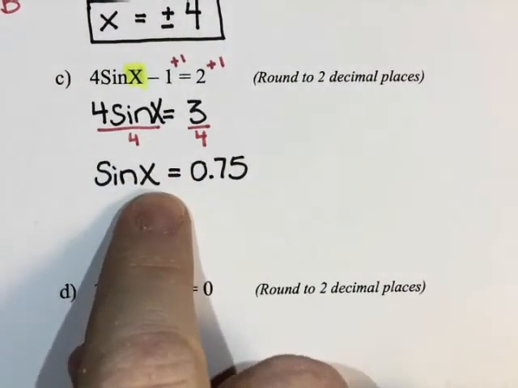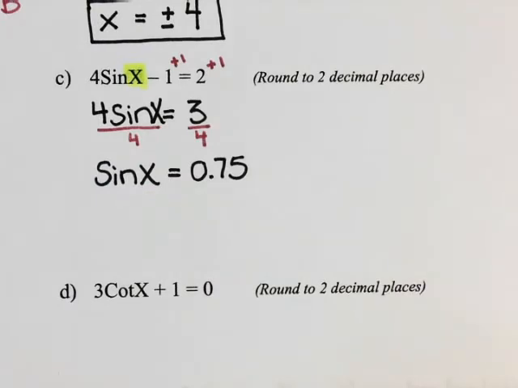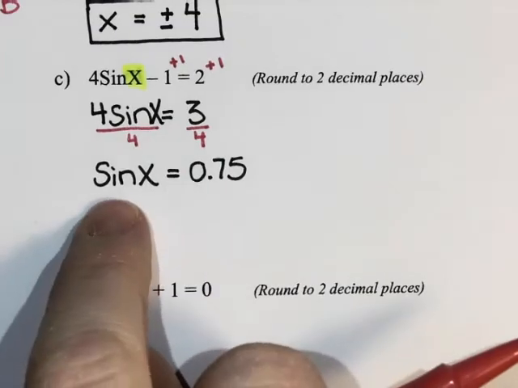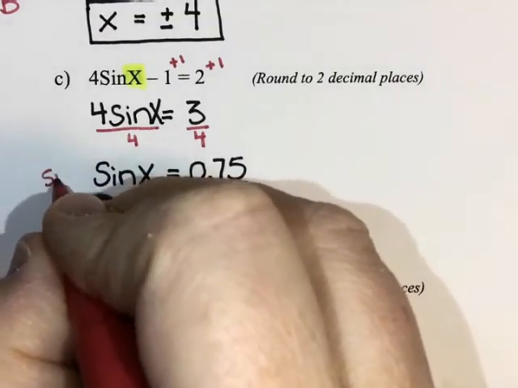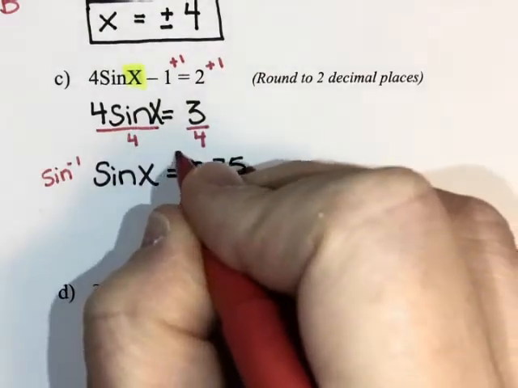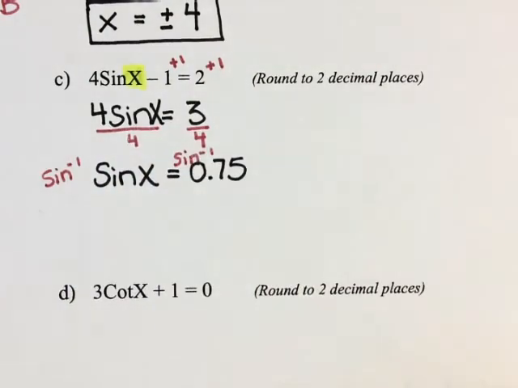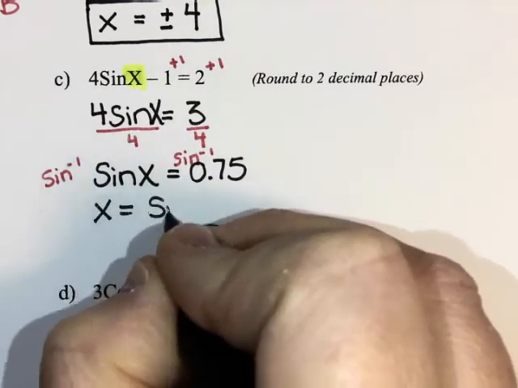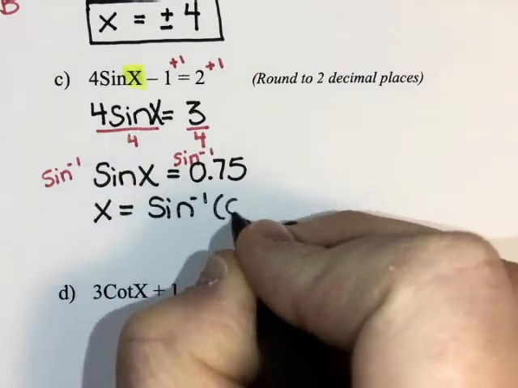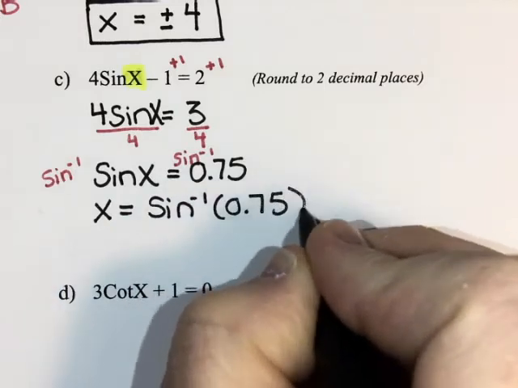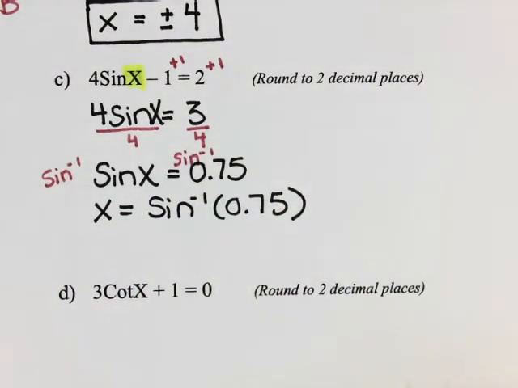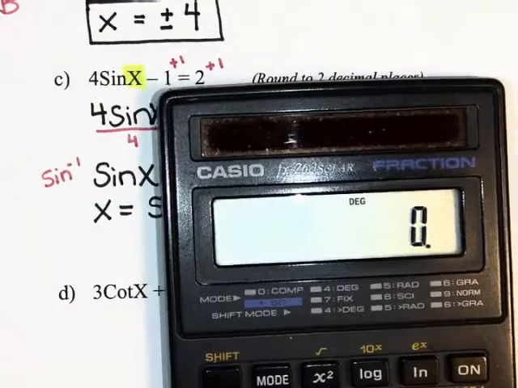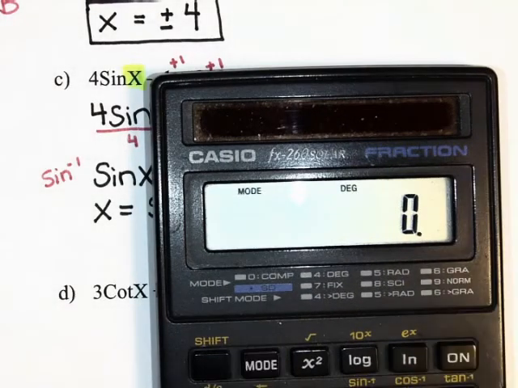Now, to get x by itself, I need to move the sine to the other side using its inverse operation. The inverse of a sine is the inverse sine, and I'm going to do it to both sides. So x equals the inverse sine of 0.75. First thing you want to do is make sure that your calculator is in radians, which mine, of course, is not. It never seems to be. So I switched mine using mode 5.